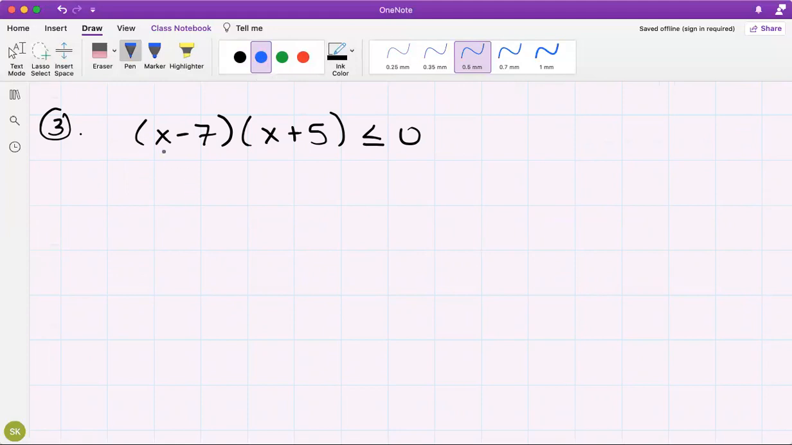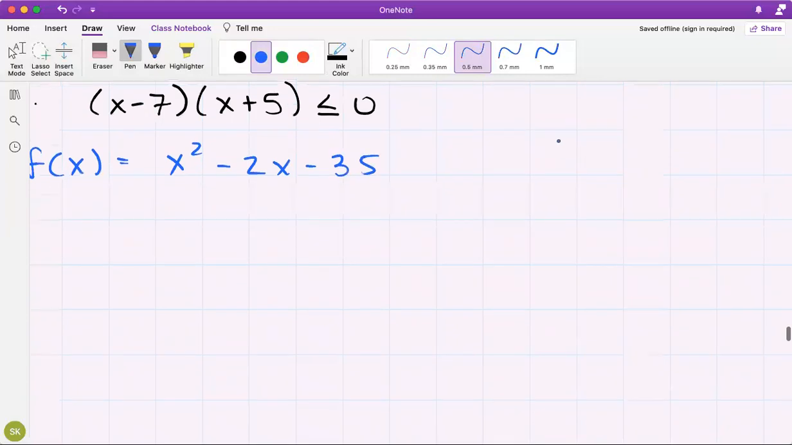Okay, I'm going to FOIL this out. So I get a function. The function is going to be x squared, and I'd have a -7x plus 5x. So I get a -2x and then a -35. And I'm going to try to sketch this graph. Oops, it's not a very good line here.